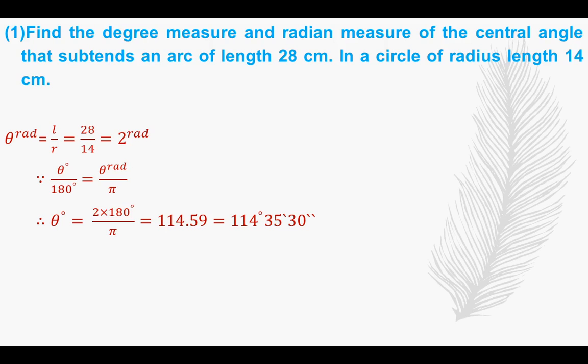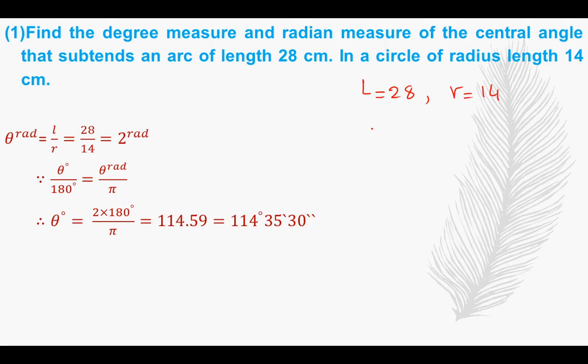Solution. Here we want to find the degree measure and radian measure, theta degree and theta radian, of a central angle that subtends an arc of length 28. So the length of the arc L equals 28, and the radius length of the circle r equals 14.